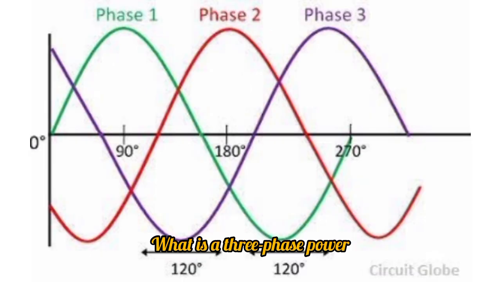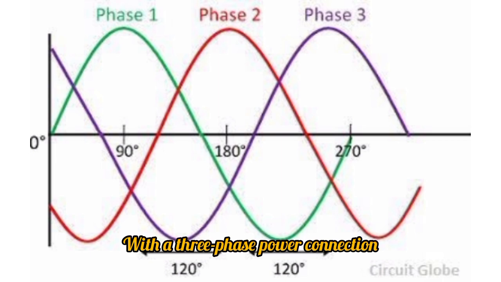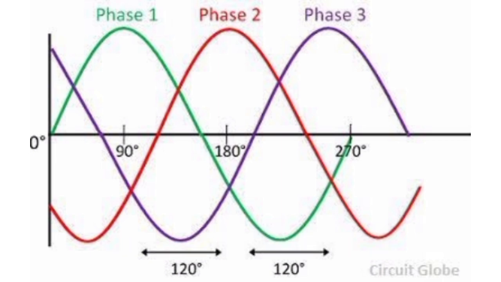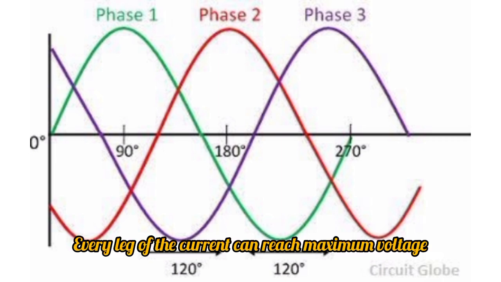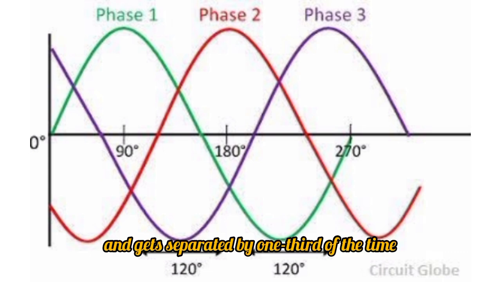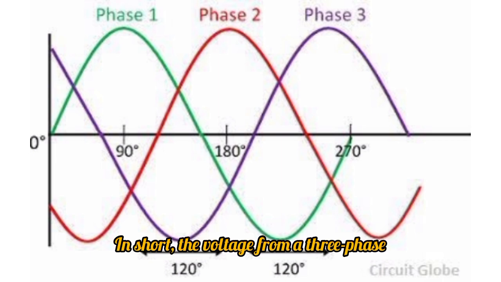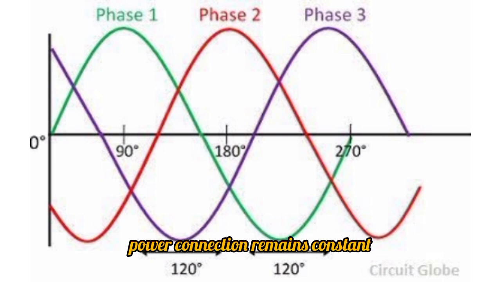What is a three-phase power and its features? With a three-phase power connection, you get 3 individual electric services. So, how does three-phase work? Every leg of the current can reach maximum voltage and gets separated by 1/3 of the time completed within one cycle. In short, the voltage from a three-phase power connection remains constant, and it never drops to zero.